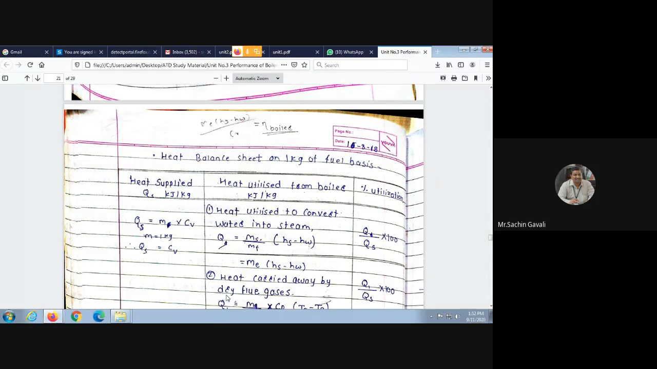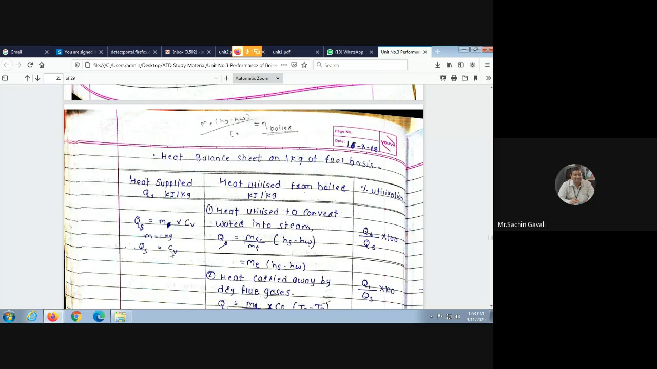So Pramod, Shubham. This is heat supplied in kilojoule per kg, heat utilized from boiler in kilojoule per kg, and next is percentage utilization. Here, we supply heat by only one means, that is Qs equal to mf into calorific value. But we are drawing the heat balance sheet on 1 kg basis, therefore mf will become 1. So Qs is equal to mf into Cv, 1 into Cv, it will become Cv.